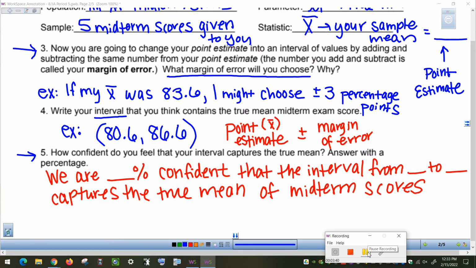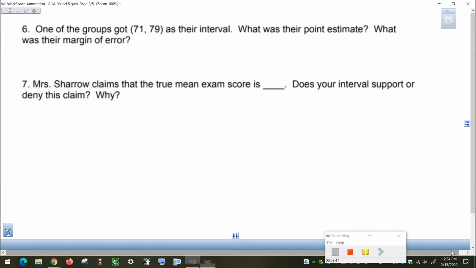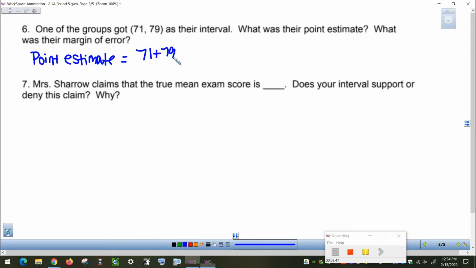All right, so let's take a look then at part 6, where we actually had an interval from one of the groups. A different group got 71 to 79 as their interval. In order to figure out the point estimate, we know that's just going to be at the very center of our interval. So we could think about adding our 2 endpoints, 71 plus 79, and then simply dividing by 2 to find that exact center value, or you can just think about working inward to get to the center. This point estimate would have been 75.